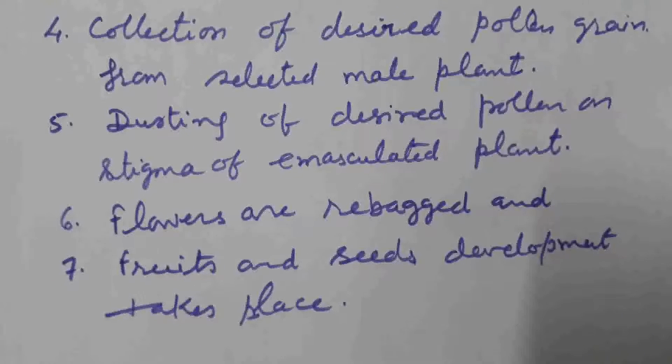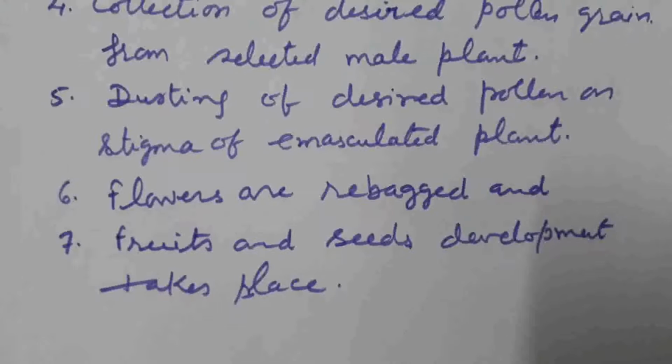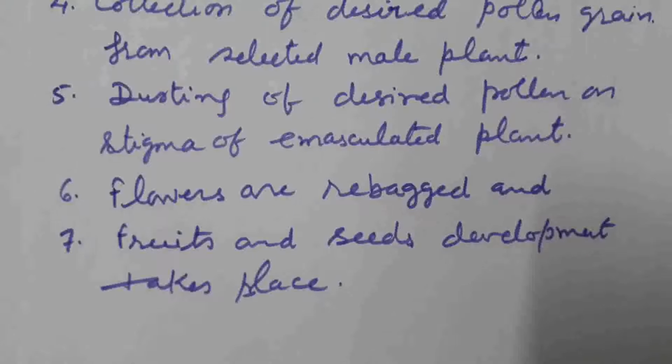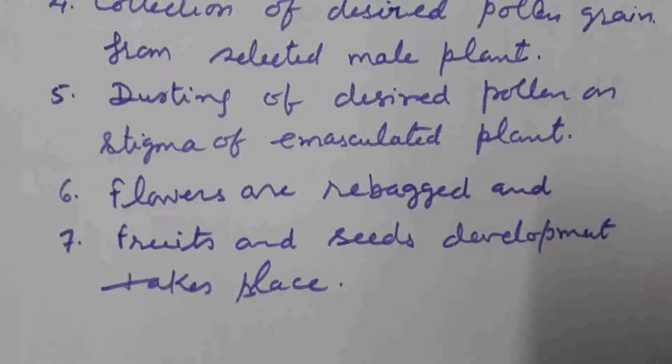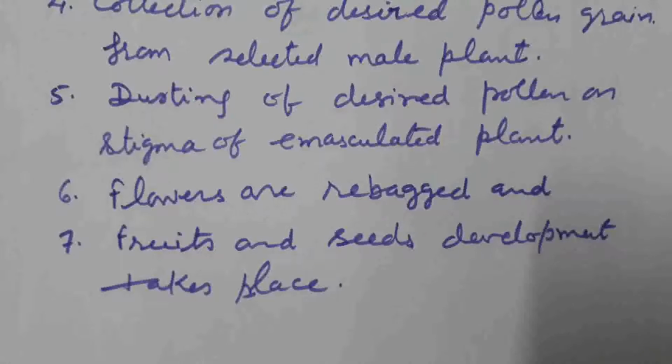After dusting the desired pollen grains, we rebag the flower. Inside the bag, fertilization takes place. On the stigma, the desired pollen grains are present. They germinate, fertilization takes place, and after fertilization, fruits and seeds are developed. So these are the steps we follow in artificial hybridization. We introduce the desired characters present in different plants into a single plant which we produce in the next generation.